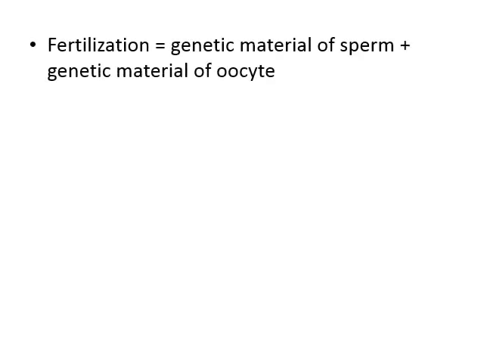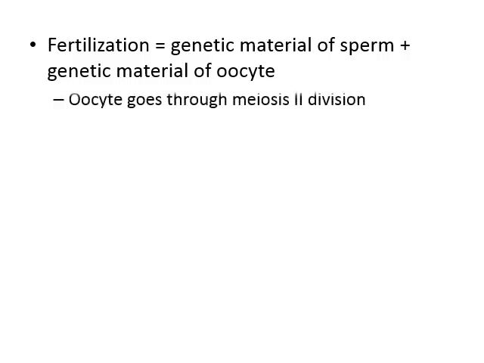Okay, so the process of fertilization itself, by definition, is when the genetic material of a sperm combines with the genetic material of the oocyte. Before fertilization happened, that oocyte, after it was released from the ovary in ovulation, goes into a frozen state. It's not able to continue all the way through its meiosis divisions. But as soon as fertilization happens and it combines with the genetic material of the sperm, that oocyte will finish up those meiosis II divisions and will turn into something called a zygote.